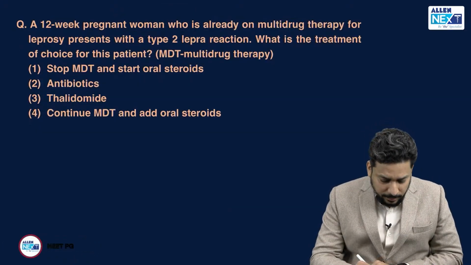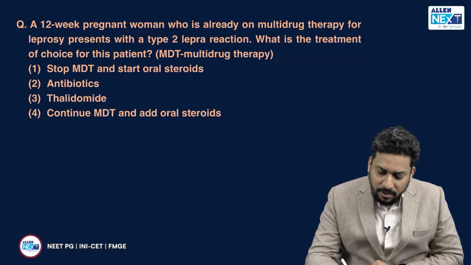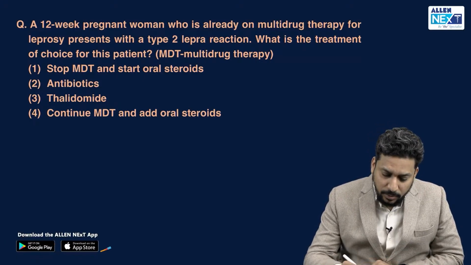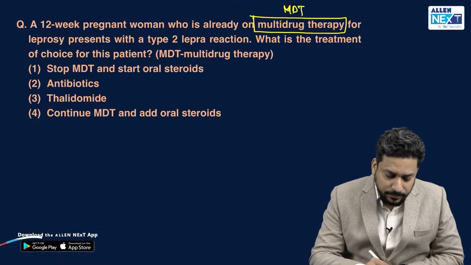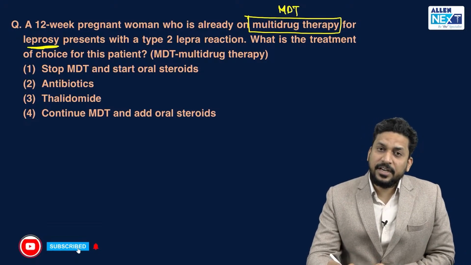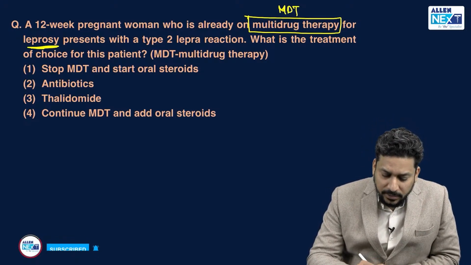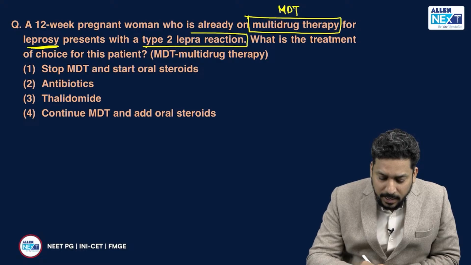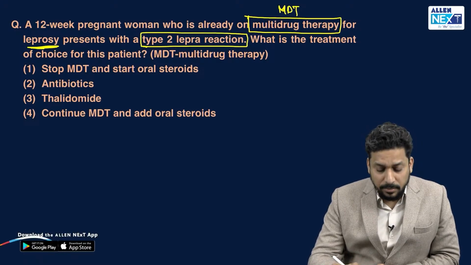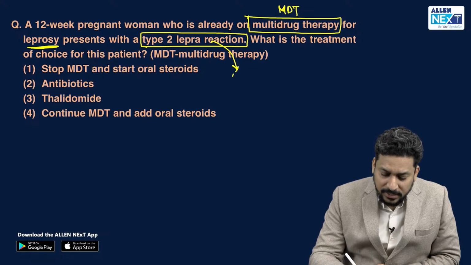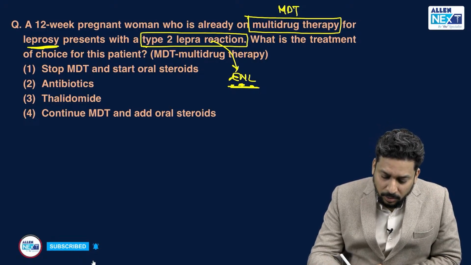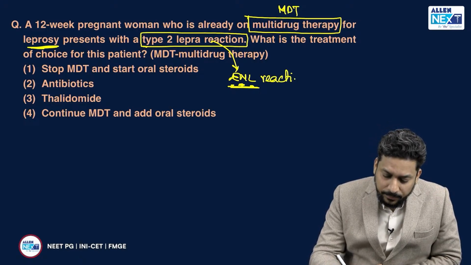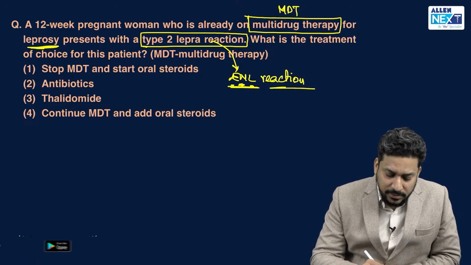A 12-week pregnant woman who is already on multi-drug therapy for leprosy. So the patient is suffering from leprosy and is taking MDT, multi-drug therapy, and presents with a type 2 lepra reaction. So a lepra reaction is also developing. Which type? Type 2, that is ENL, erythema nodosum leprosum, also known as ENL reaction. What is the treatment of choice in this patient?